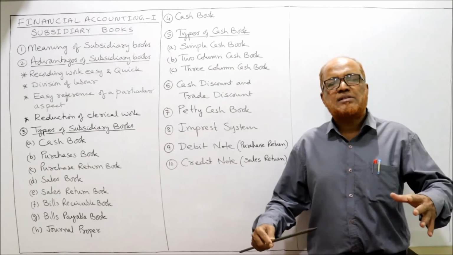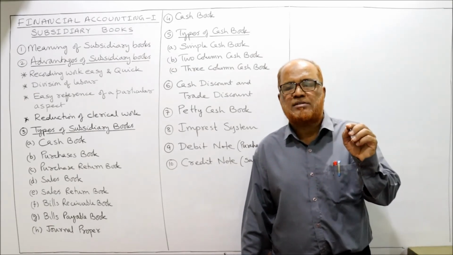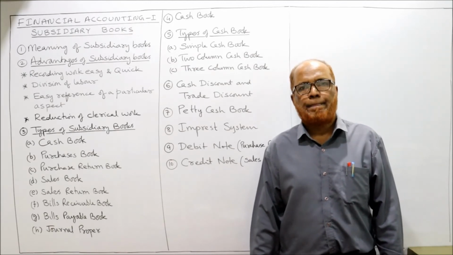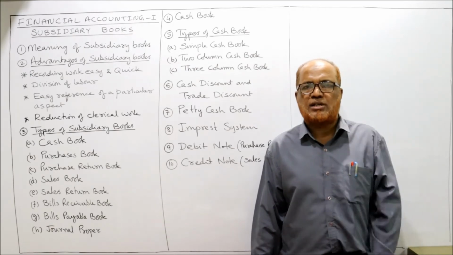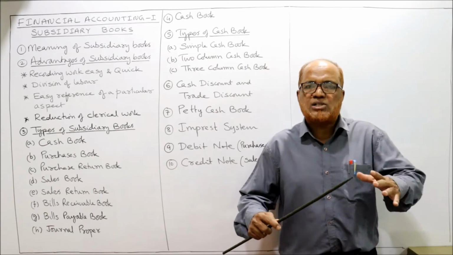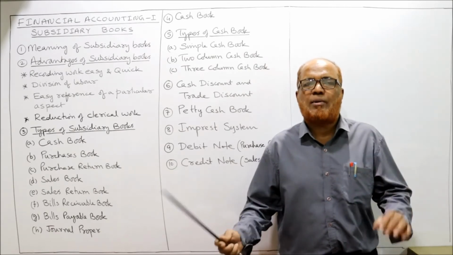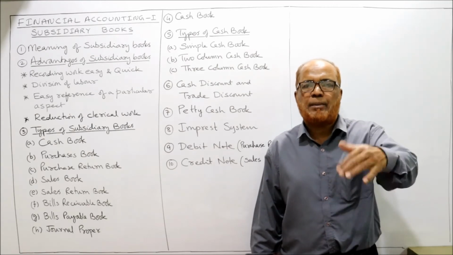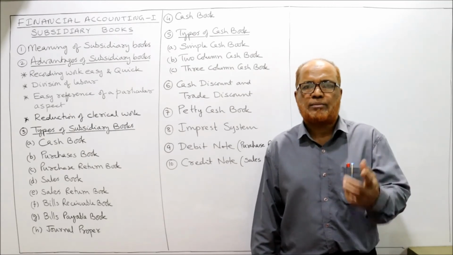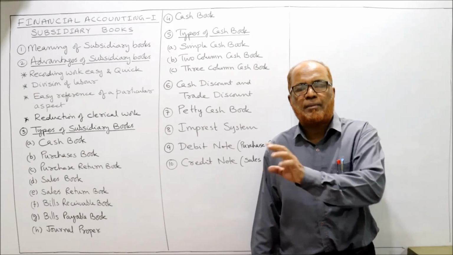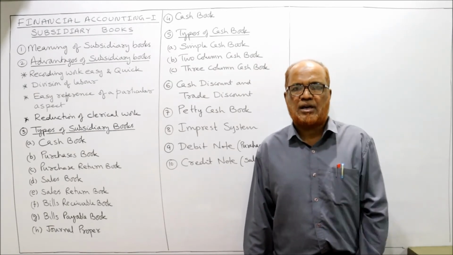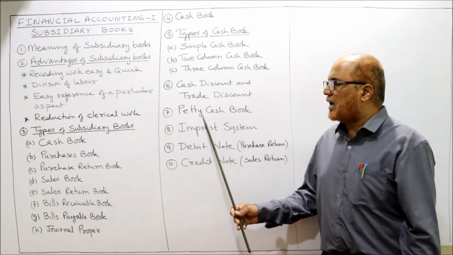Normally, when a business has a large number of small payments, the business will appoint one petty cashier. Head cashier is there, petty cashier is there. The head cashier deals with main payments, large amount payments, whereas the petty cashier will be entrusted with payment of small amounts. Small petty payments will be made by the petty cashier. So two cashiers are there, head cashier and petty cashier. So that is called petty cash book.